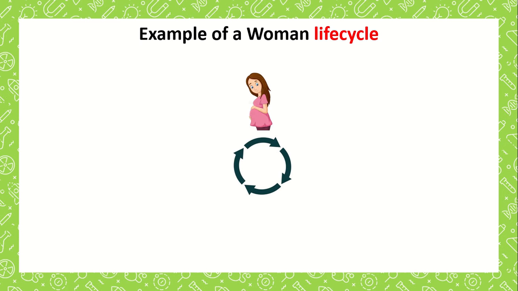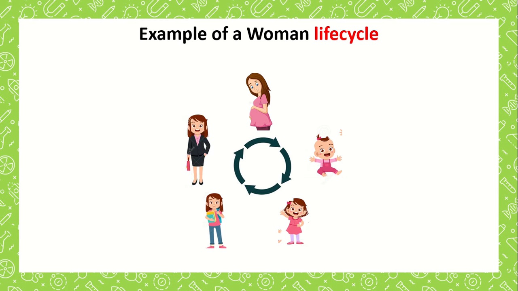This woman is pregnant with a baby inside of her. When the baby comes out, it starts as a young baby and then starts to grow into a little girl. This little girl starts to grow into what? Into a big girl. This is the cycle. It keeps going in the cycle. Then after that, the big girl grows into an adult woman.